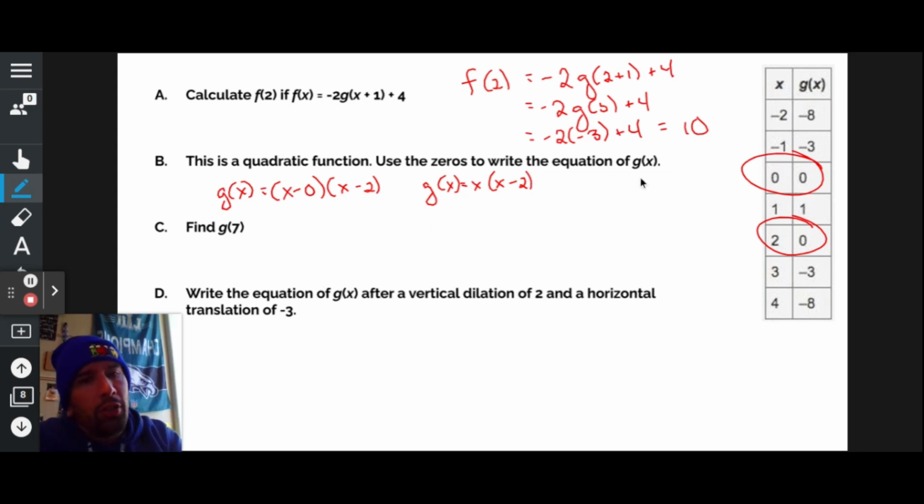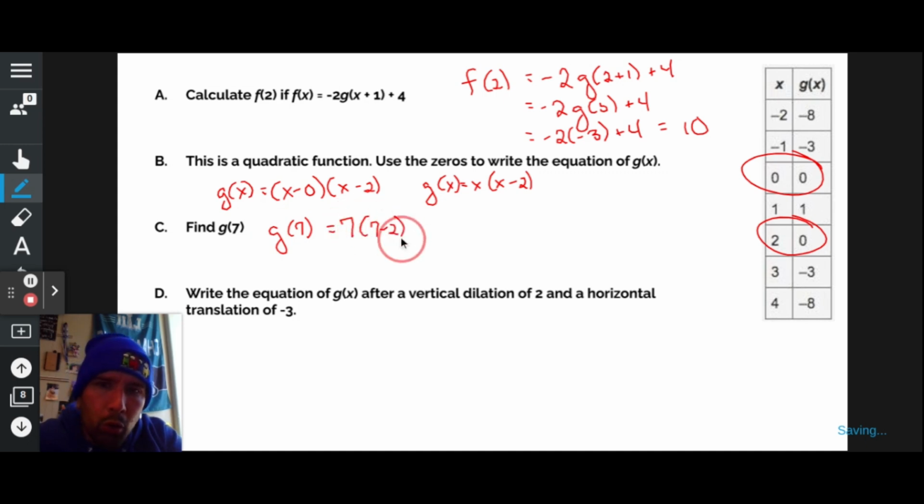Now I need to find g of 7. Should I refer to here? No, I'm just going to refer to that guy right there. g of 7 is just going to be 7 times 7 minus 2, which is going to be 7 times 5, which is going to be 35.